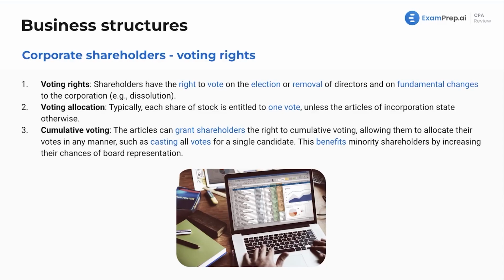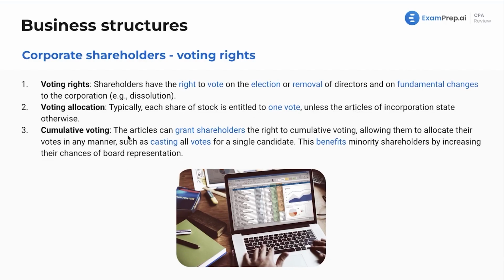What are the rights that corporate shareholders have? Well, they have voting rights. If you have one share of stock, unless there's some strange situation, you have one vote. Shareholders have the right to vote on the election or removal of directors and on fundamental changes to the corporation, such as dissolution, right? You don't want your investment to just get dissolved. Voting allocation: typically each share of stock is entitled to one vote unless there's something different going on.